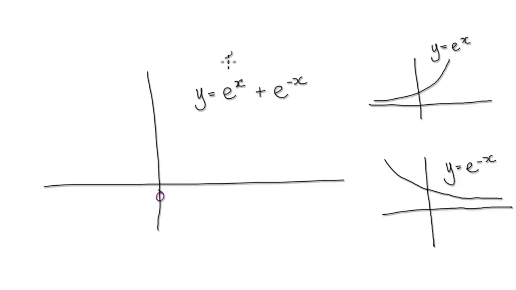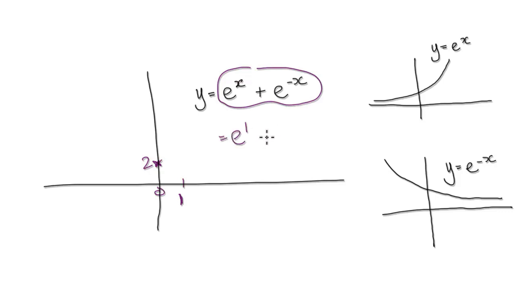So e to the power of 0 plus e to the power of minus 0. Minus 0 is just the same as 0. So this is going to be 1 plus 1. So it will jump to 2. Even though you have no idea what this looks like, you can always put 0 in there. 0 is always easy. 1 is another easy one. Let's see what happens when you put 1 in there.